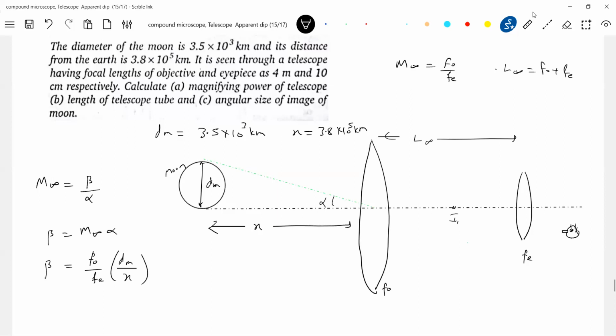So what is this beta? It is the angle subtended by it, nothing but, say, the diameter of the moon. Actually, I should not show it, but to help some of you understand, I'm just showing the image of the moon. This question is not asking for the diameter, it is asking for the angular size. Angular size means this one. Fine.